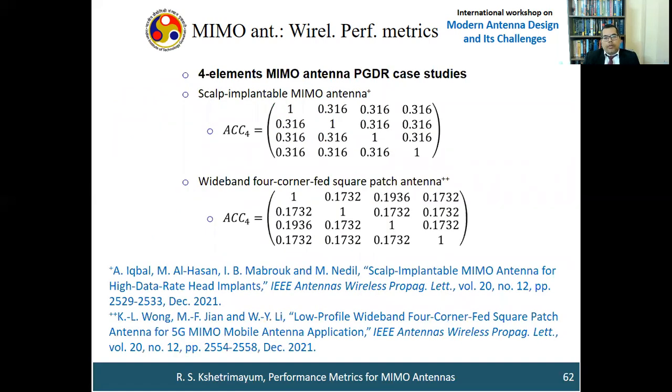Let's consider 4-element MIMO antennas for PGDR case studies. Let's consider first the scalp implantable MIMO antenna. This is for biomedical applications. This antenna is actually very difficult to design, as you have to implant it inside the human head. Because of that, they have a little bit higher ECC values. And there is another antenna, which is a wideband 4-corner fed square patch antenna, and this has slightly lower ECC values. This is actually designed for 5G mobile antennas.